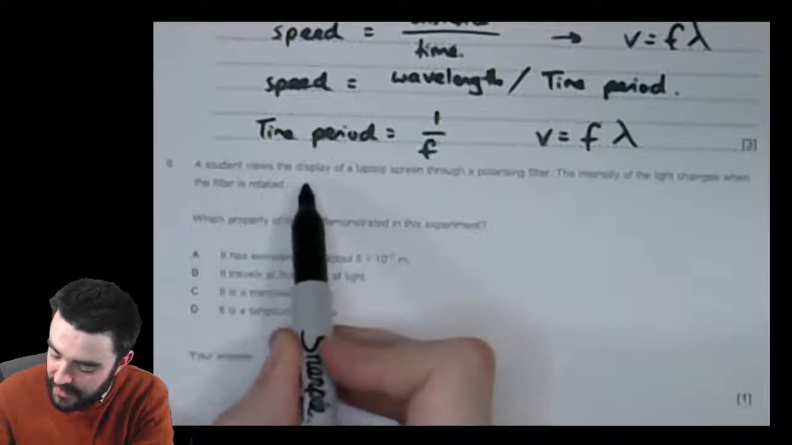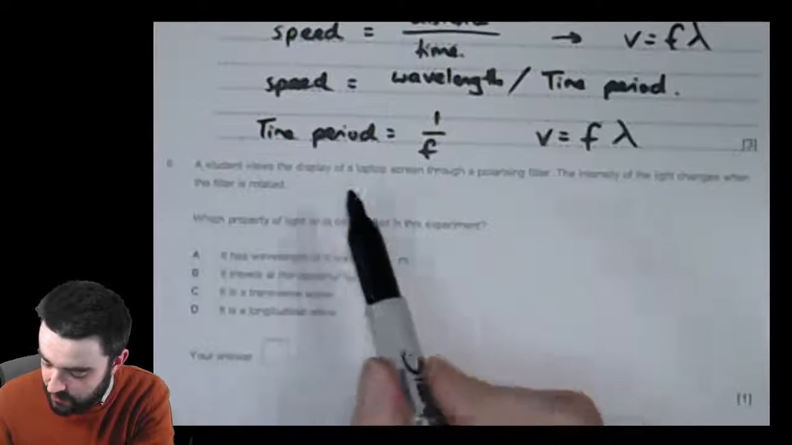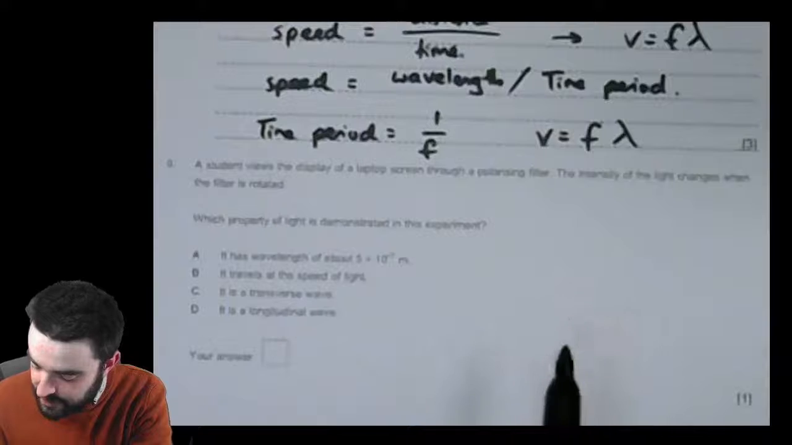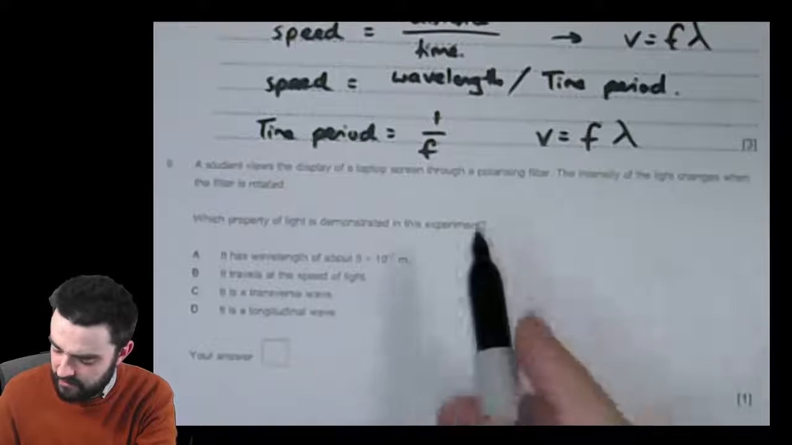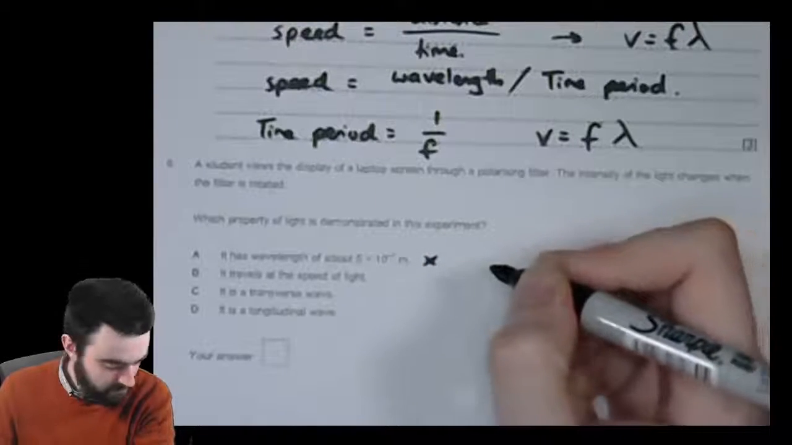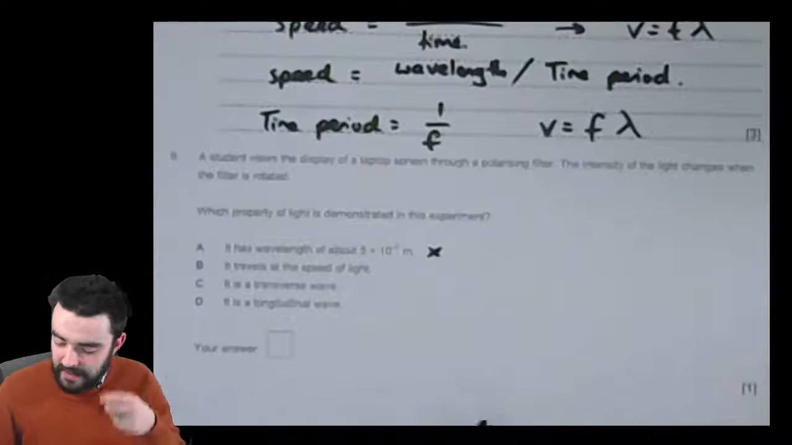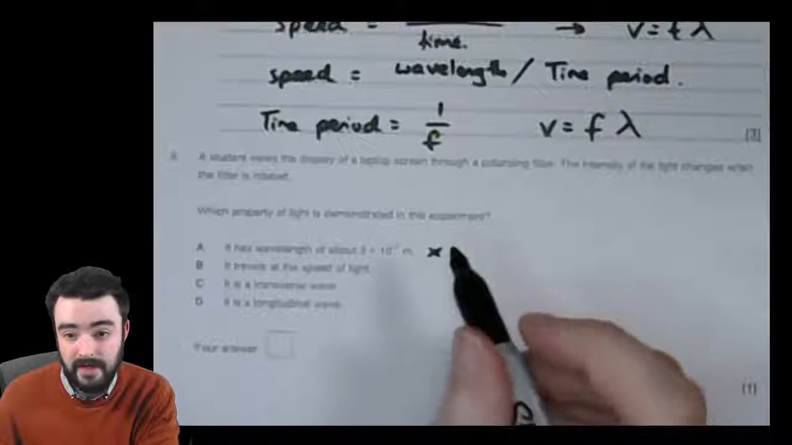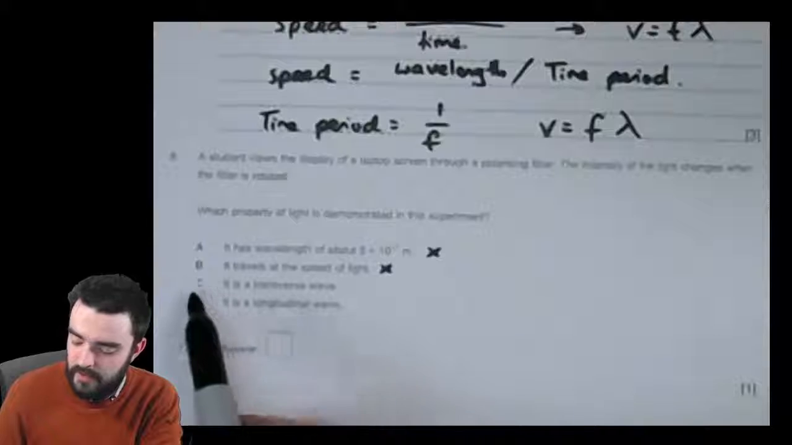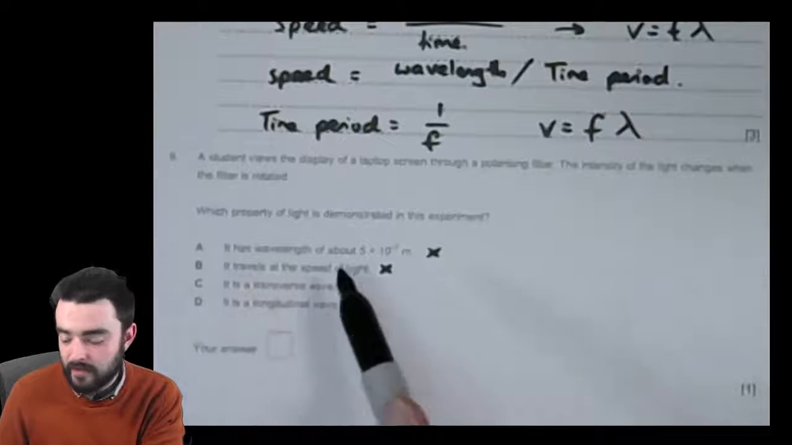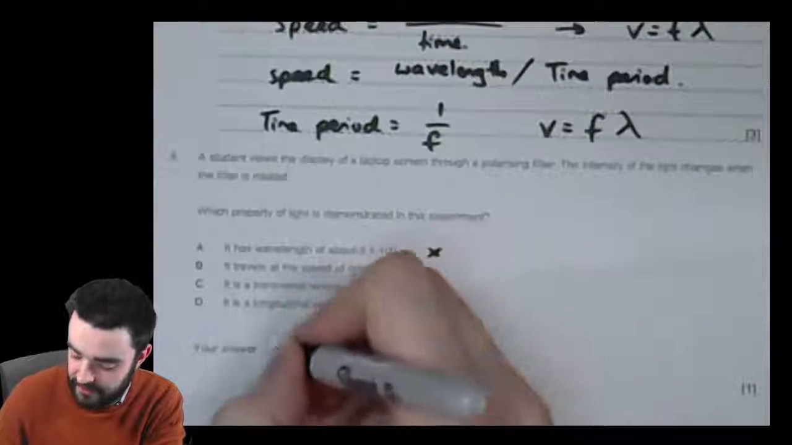A student views the display of a laptop screen through a polarizing filter. The intensity of the light changes when the filter is rotated. What property of light is demonstrated in this experiment? Well, the wavelength shouldn't affect this. You can polarize or change the intensity of things other than electromagnetic waves, so it doesn't have to be travelling at the speed of light. You can polarize transverse waves, so it could be that. You can't polarize longitudinal waves, therefore it must be a transverse wave.